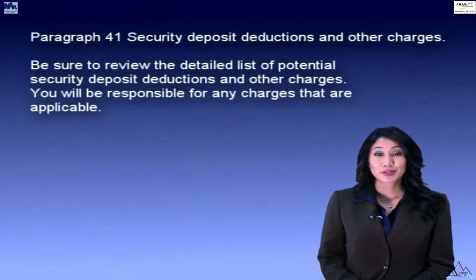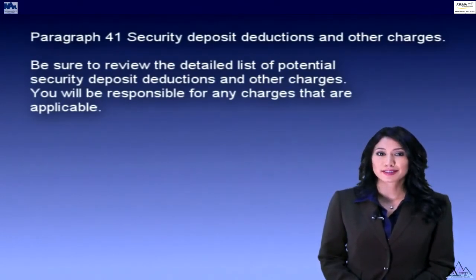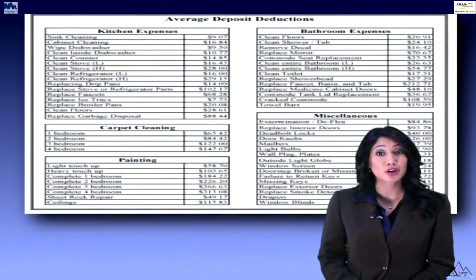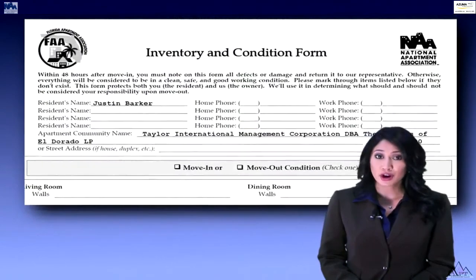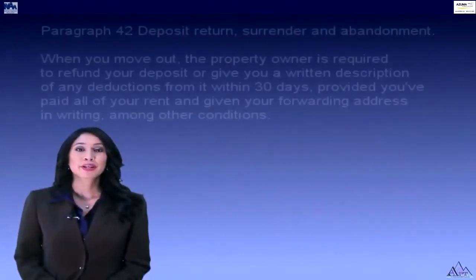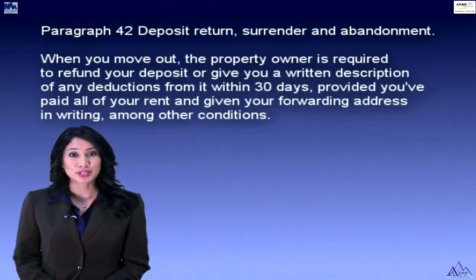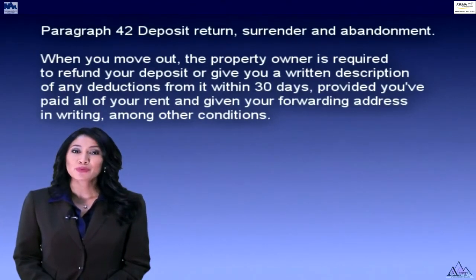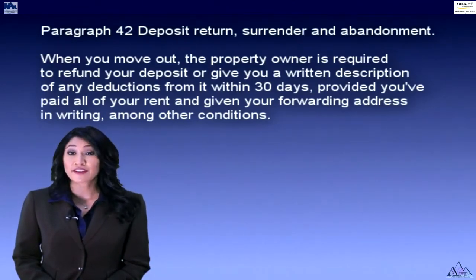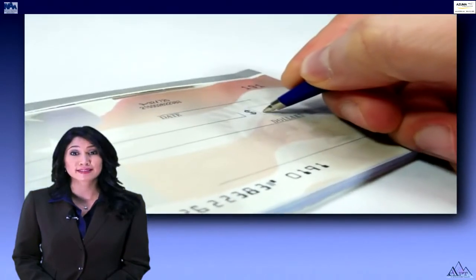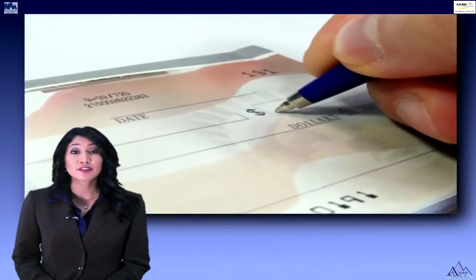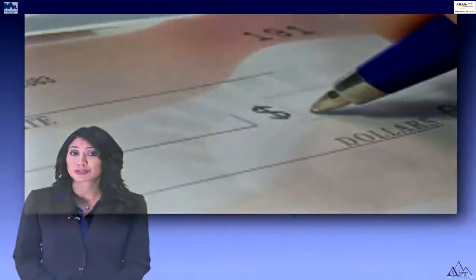Paragraph 41, Security deposit deductions and other charges. Be sure to review the detailed list of potential security deposit deductions and other charges. You will be responsible for any charges that are applicable. Paragraph 42, Deposit return, surrender, and abandonment. When you move out, the property owner is required to refund your deposit or give you a written description of any deductions from it within 30 days, provided you've paid all of your rent and given your forwarding address in writing, among other conditions. The last section of the lease spotlights signatures, originals, and attachments.